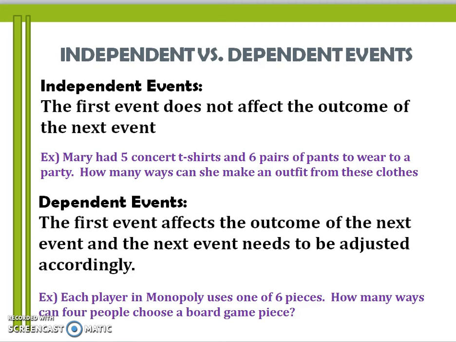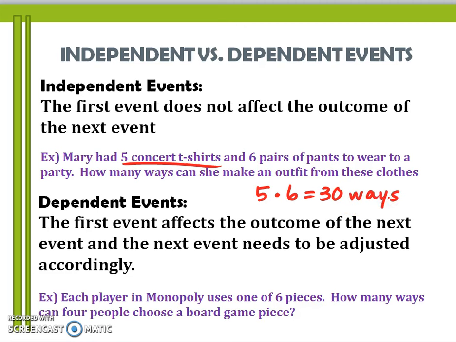So here, in this case, Mary has 5 concert t-shirts and 6 pairs of pants to wear for a party. How many ways can she make an outfit from these clothes? So when I look at the possible t-shirts, I say that there's 5 t-shirts. And then I get to pick a pair of pants. The number of pants is not affected by the t-shirt that I pick originally. So 5 times 6, which is 30 different combinations of outfits. So I'm going to say 30 ways I can pick outfits.